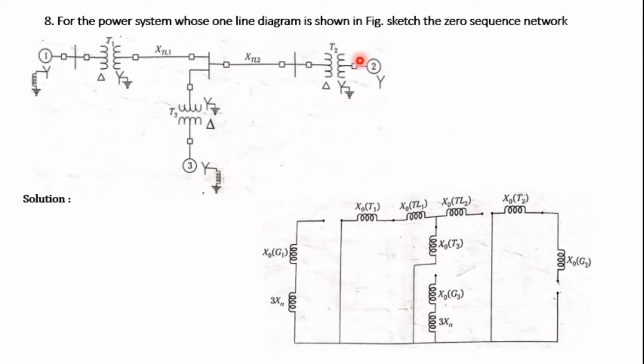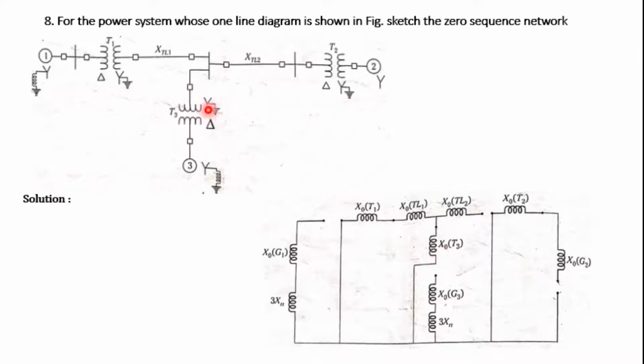And the generator G2 is just star, not grounded, so on this side we are not supposed to close the switch. If it is grounded, then only we need to close the series switch. Coming back to the transformer, this transformer is connected between XTL1 and XTL2. This is X0 of the transformer T3. X0 means it is the zero sequence reactance.